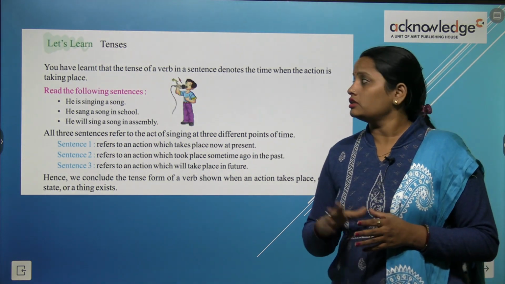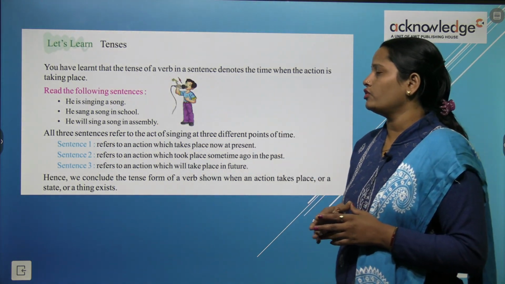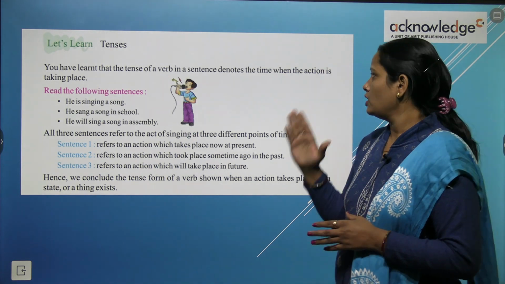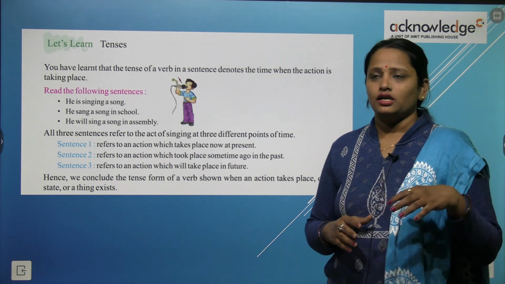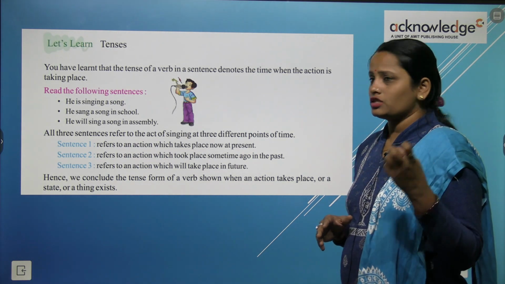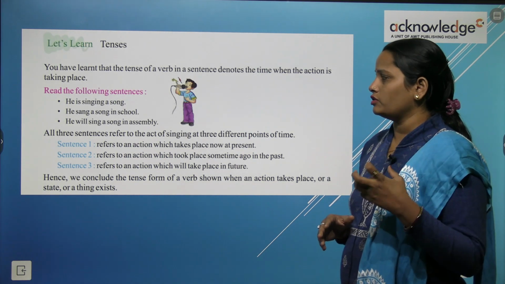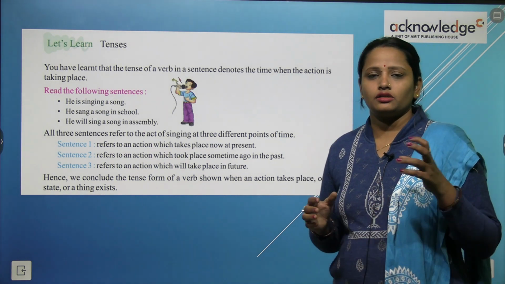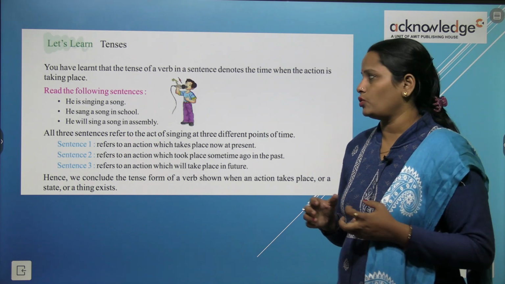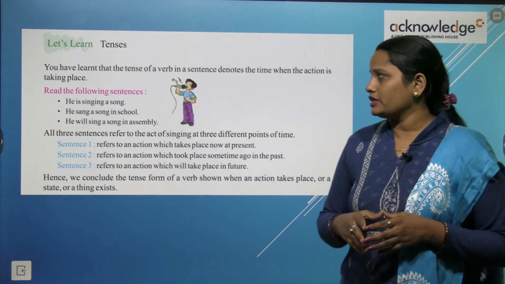So you have learned that the tense of a verb in a sentence denotes the time when the action is taking place. तो आपने पढ़ा होगा कि tense क्या करता है? किसी भी verb का जो tense होता है वो time के बारे में बताते हैं कि जो verb हो रहा है वो किस time पे हो रहा है. Now read the following sentences.